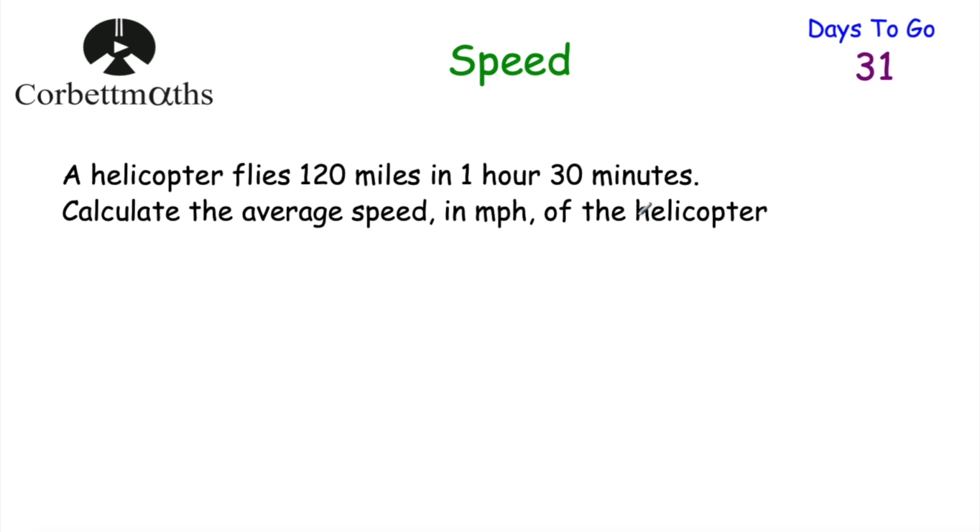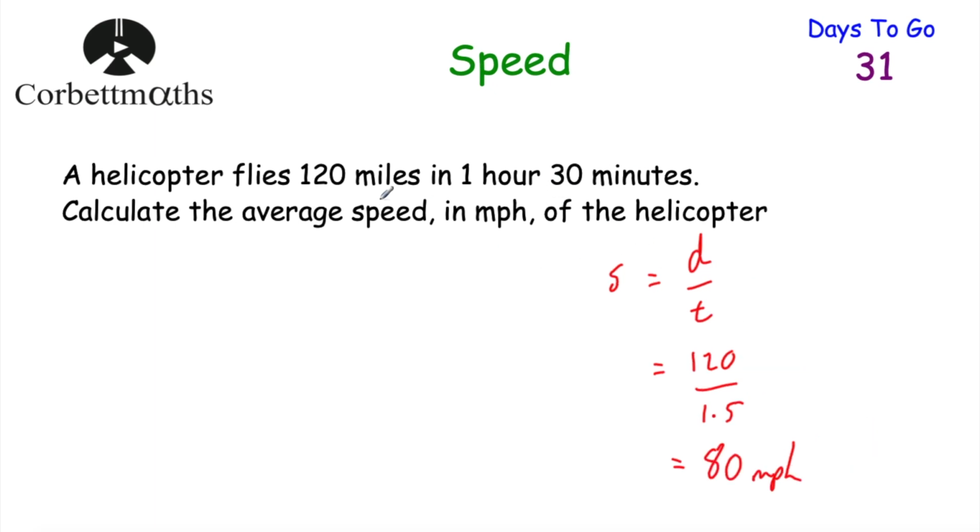Okay, so we want to find the speed of the helicopter. So remember, the speed is equal to distance divided by time. So the distance, it flew 120 miles, so 120, divided by the time. Now here the time is 1 hour and 30 minutes. Now 30 minutes is half an hour, so it's going to be 1.5 hours, so 1.5. So we're going to do 120 divided by 1.5. So 120 divided by 1.5 is equal to 80. So that's 80 miles per hour. So that's the average speed of the helicopter.